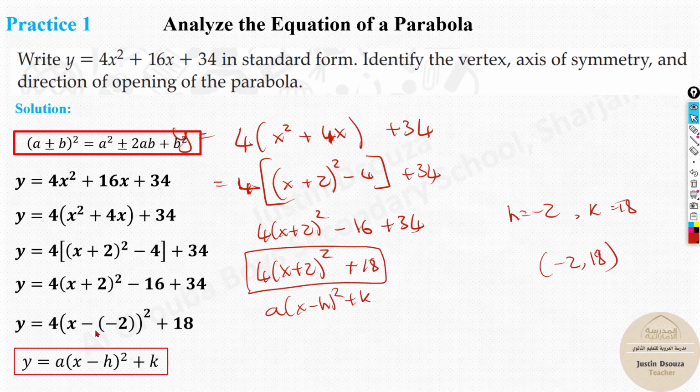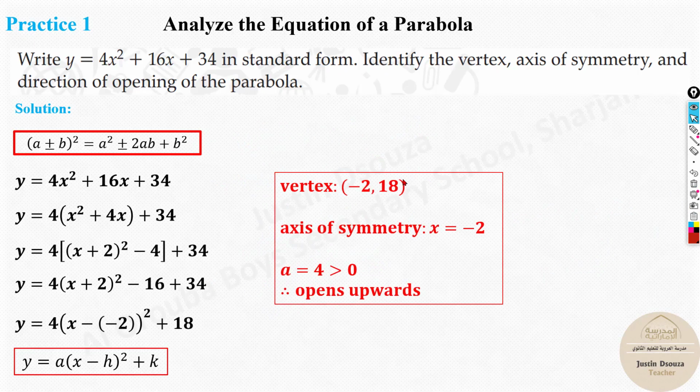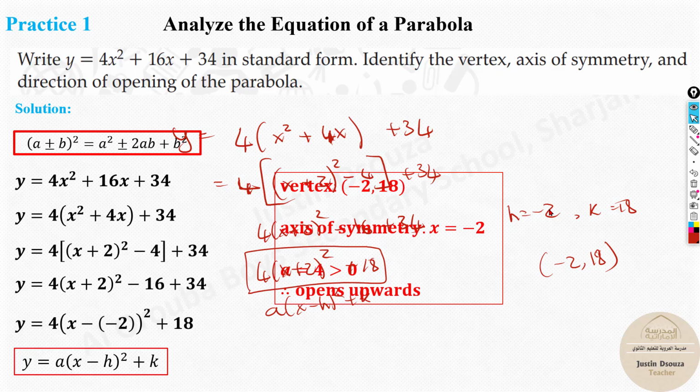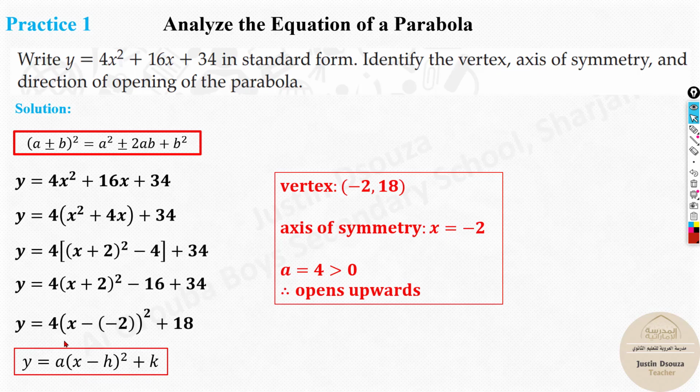Here we have got. See, you do not need to write it like this. This is just to know the h value. Minus of minus 2 would be plus 2 itself. But if you remember, if it's plus 2, directly take it as minus 2. That is it. And over here, we get the answer. Axis of symmetry was minus 2, vertex is minus 2 comma 18, and it opens upwards. This is the standard form.